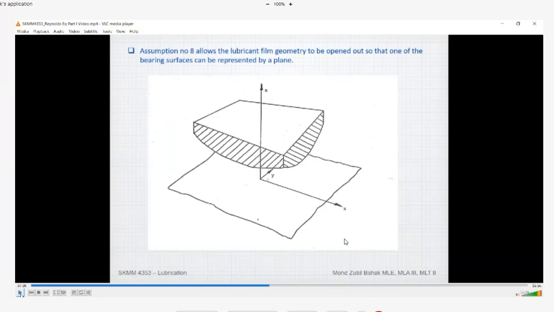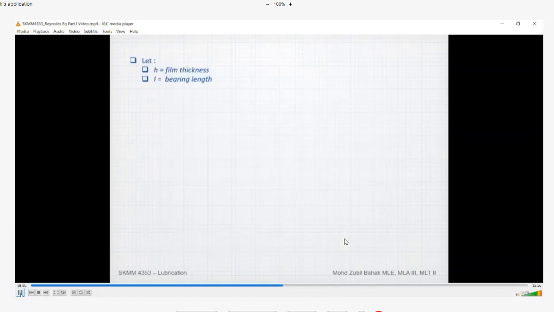So we continue again. By assumption number 8, we allow the lubricant film geometry to be opened out so that one bearing surface can be represented by a plane. So you have a plane here, which is the X and Z plane, and the Y will be going in. So there is no curvature. It's just like a flat surface, two flat surfaces. And let h be the film thickness.